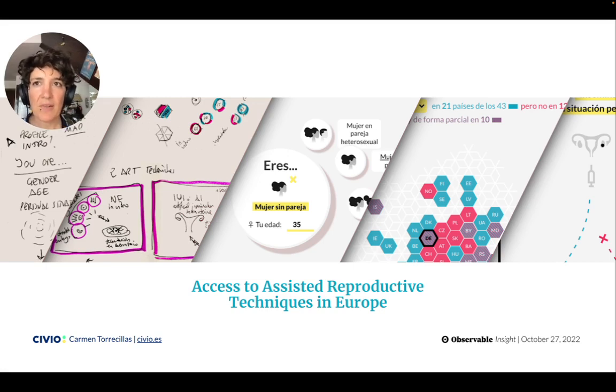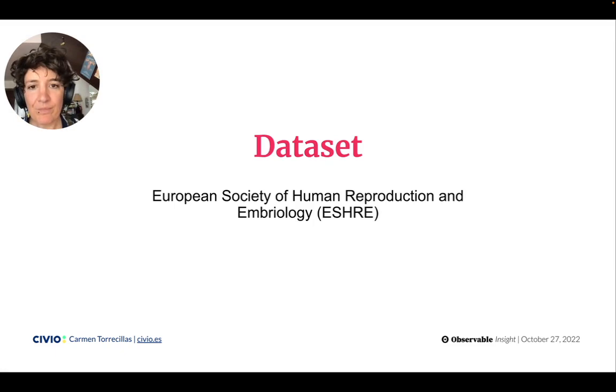We started with Europe, then we moved through movements of people between countries related to the legal restrictions, as a consequence, and also movement of gametes. And then we had a final piece about Spain, which was more detailed. But let's start from the very beginning.